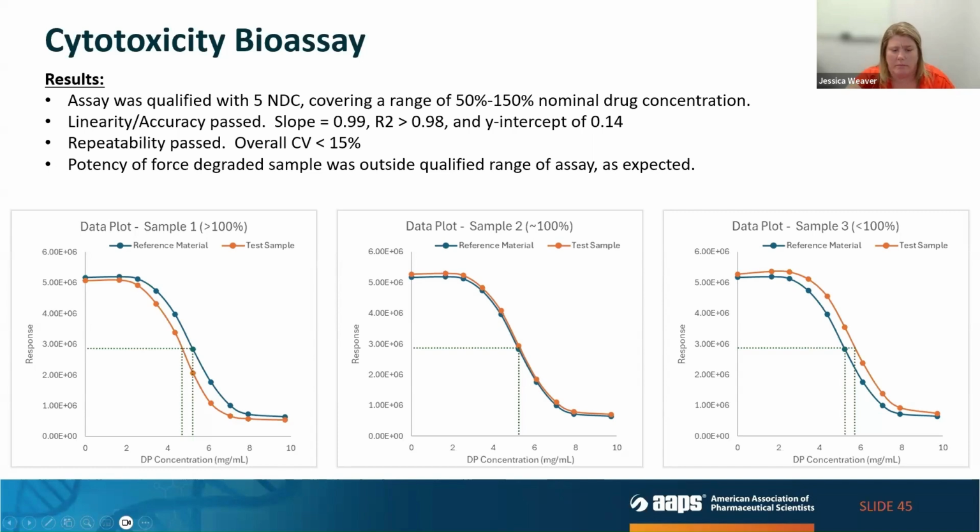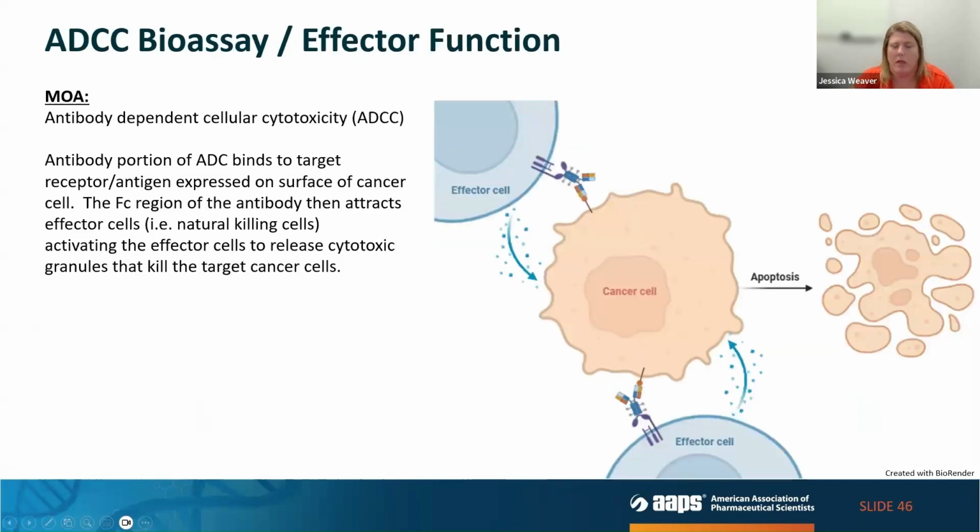Another type of assay that we also perform for ADCs is an ADCC bioassay to test for effector function. In this particular case study, the mechanism of action is that the antibody portion of the ADC binds to a target receptor antigen expressed on the surface of the target cells, or the cancer cells. The Fc region then attracts effector cells, in this example natural killer cells, and activates those effector cells to release cytotoxic granules that ultimately weaken the membrane of the cell and kill target cancer cells.